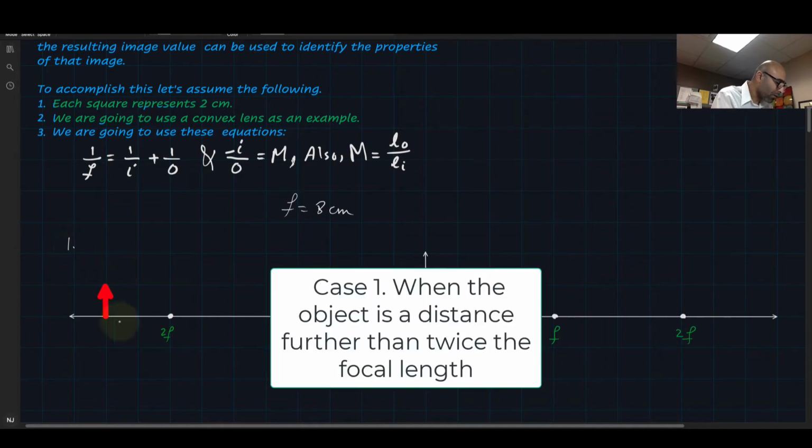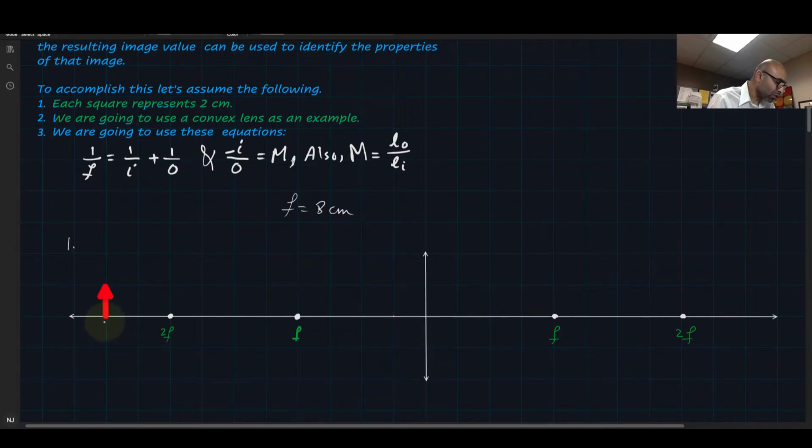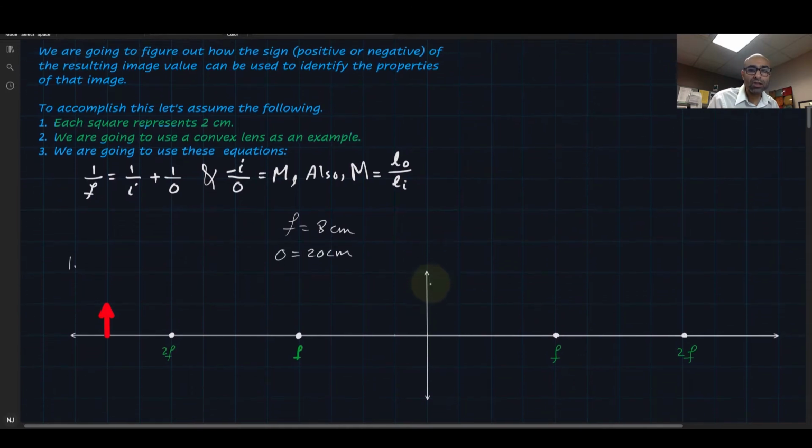Here's case number one, I'm going to call it. In case number one, we have an object, as you can see, and this object is at square number 10. So if I count these squares, they're going to be 10. So the object for this case, O, is at 20 centimeters away from the lens, because we always measure with respect to the lens. All right, so now let's first use ray tracing to find things out.